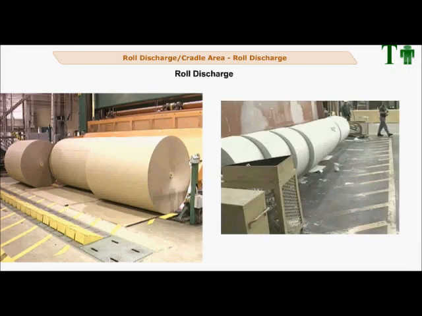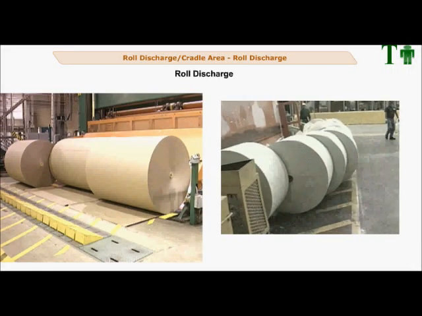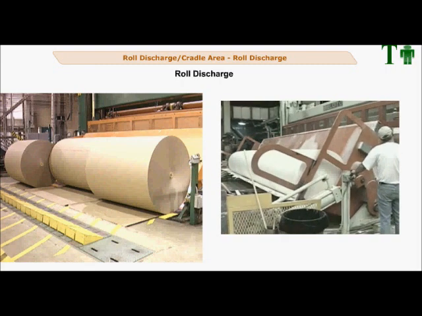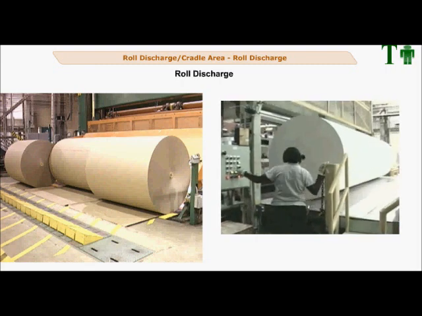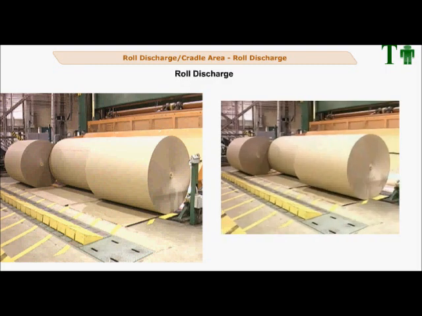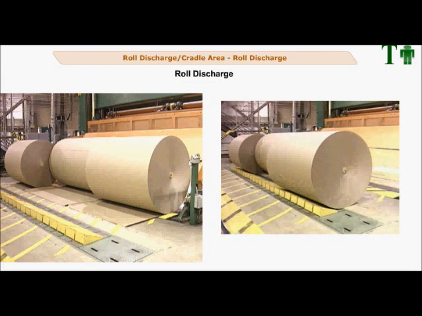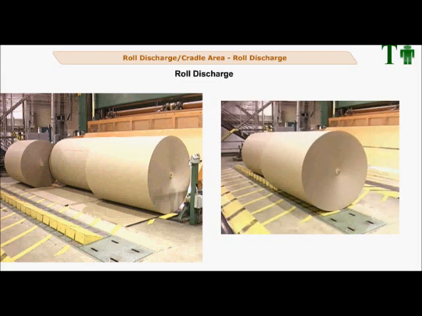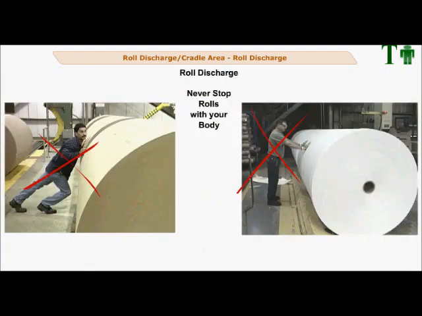Roll discharge. After the cradle has received a roll set, it will begin moving down from the accept-receive position to an intermediate position, or it will discharge the rolls. No one should be in the discharge area at this time. The rolls are heavy, and you must never try and stop them with your body. You can get severely injured.